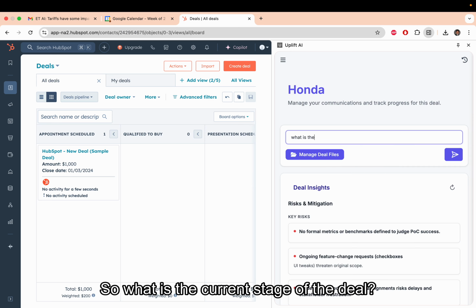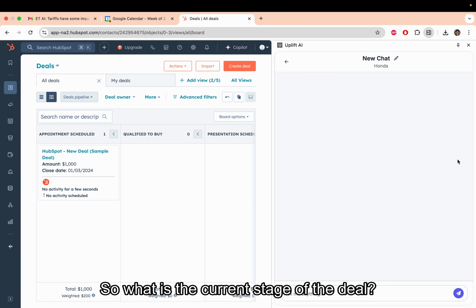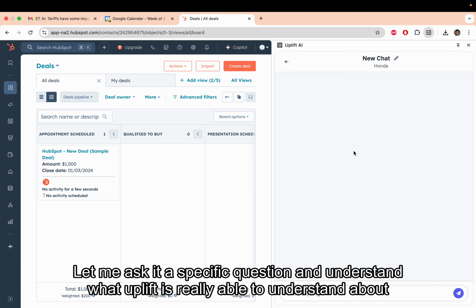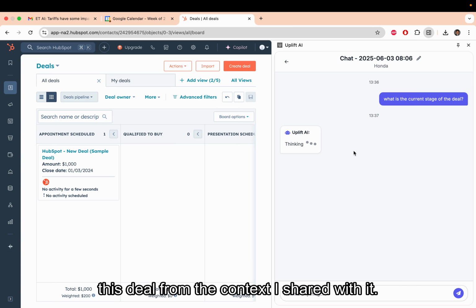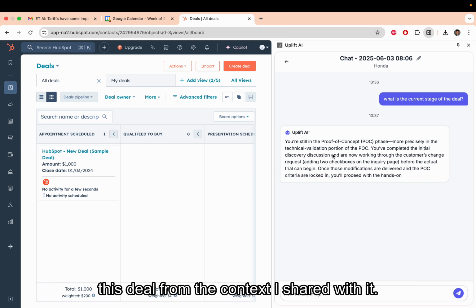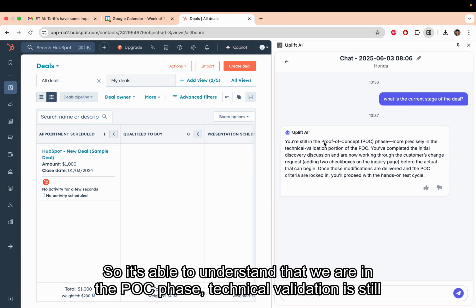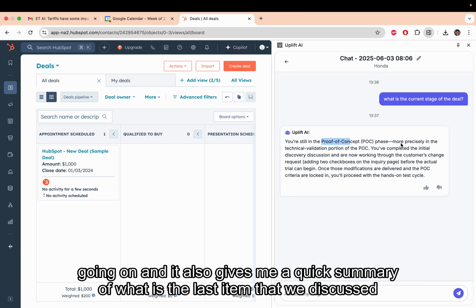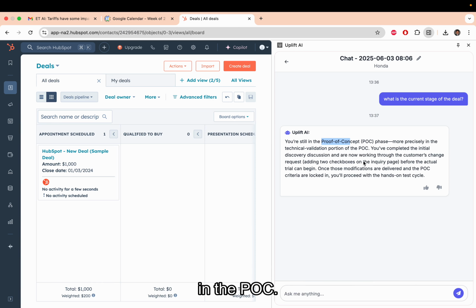So what is the current stage of the deal? Let me ask it a specific question and understand what Uplift is really able to understand about this deal from the context I shared with it. So it's able to understand that we are in the POC phase, technical validation is still going on, and it also gives me a quick summary of what is the last item that was discussed in the POC.